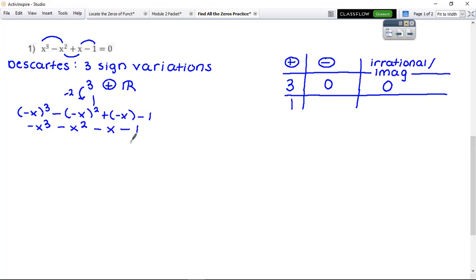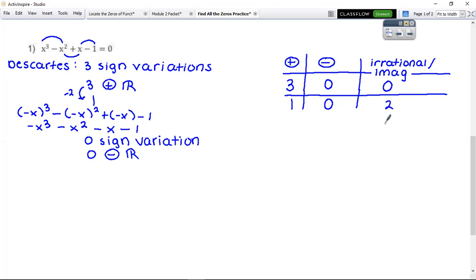Okay, how many sign variations? 0. So we have 0 sign variations. So how does that help us? It tells you that you have no negative real roots. So I have 0 negative real roots. So this has to be a 0, which means this column has to be a 2.